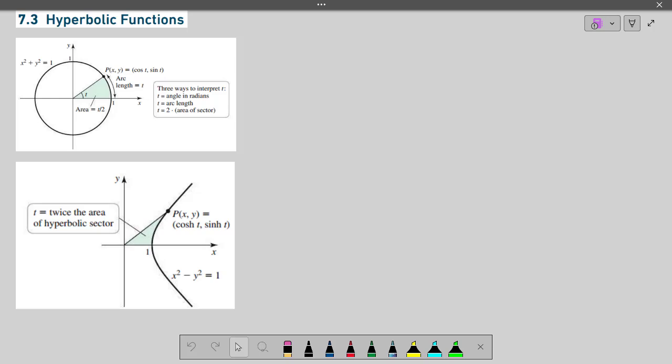The hyperbolic functions are based on a hyperbola. The circular functions are based on the unit circle, and for the hyperbolics we look at the right half of the unit hyperbola. If we were to graph the entire hyperbola, there would also be a left branch. But as far as the hyperbolics are concerned, we just look over here to the right half of the coordinate plane. We're only looking at the right branch of that unit hyperbola.